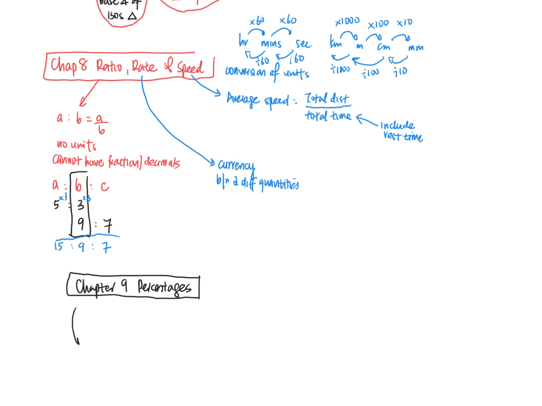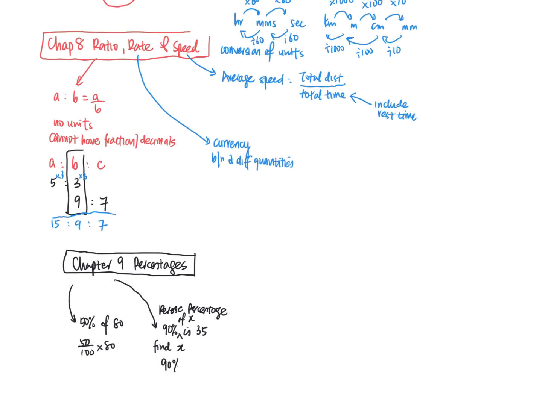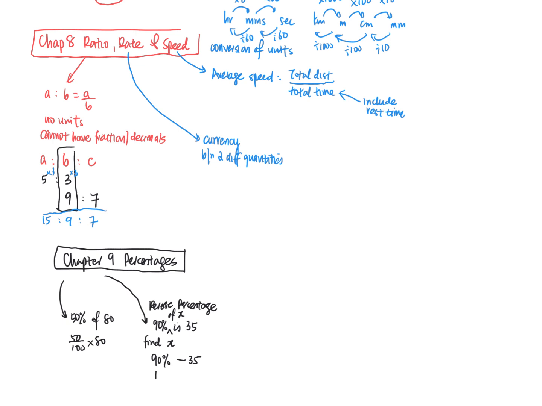Percentage could be direct, which is I say 50% of 80. Then all you do is just this times 80. Or I can say that 90% is 35. Find X. So this is called reverse percentage. I don't tell you the original number. I want you to find it. So you can tell me 90% is 35. Go and find 1%. And then find 100.